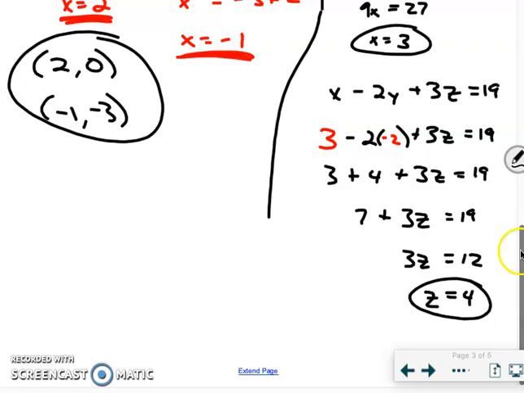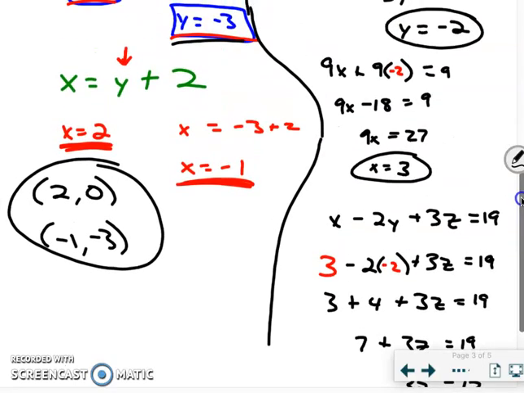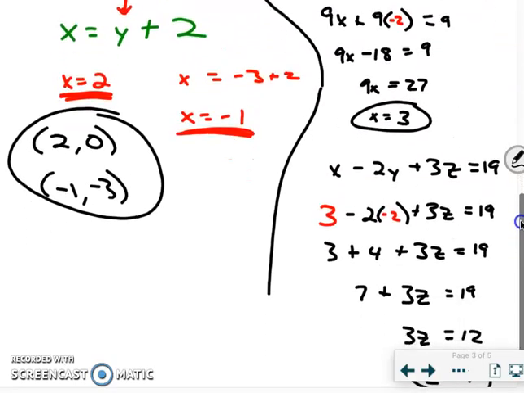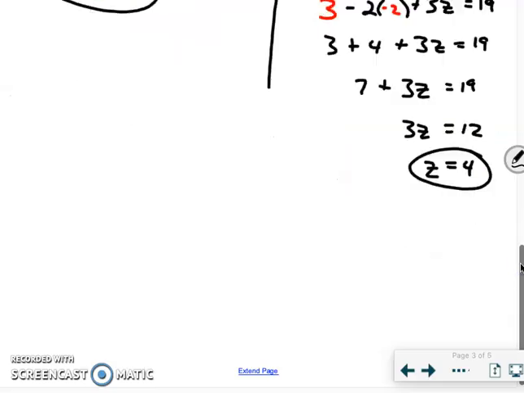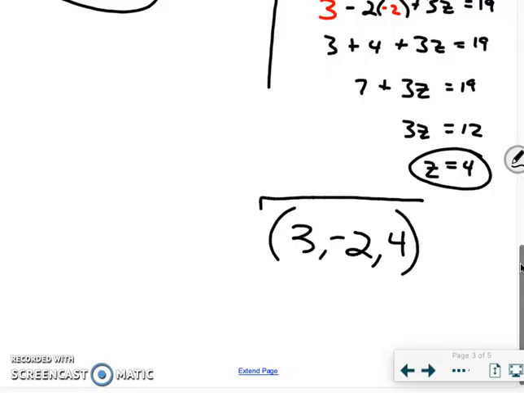So I don't know if I can get all of this on the same slide. In fact, I cannot. But if x is 3, y is negative 2, z is 4, remember the way that we would present that answer is as an ordered triple. 3, negative 2, positive 4, and we get it.